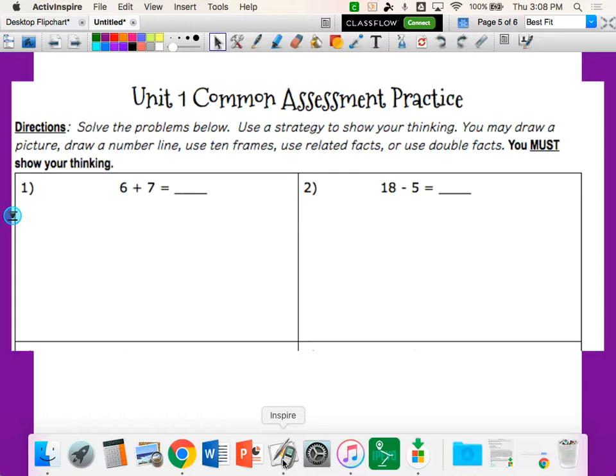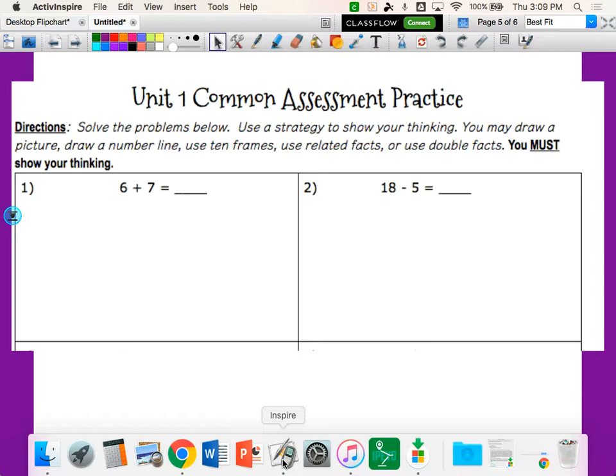On this first one, I did want to note that they will be asked to show their thinking. In fact, the directions say you must show your thinking. If they do not show their thinking tomorrow on their test, they will be losing a point for failing to have shown their thinking, as the directions said.